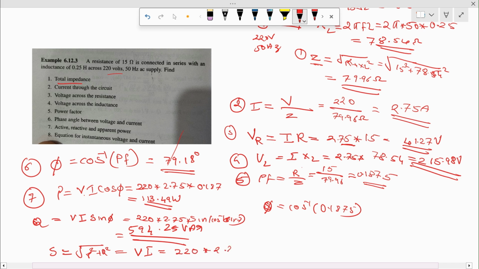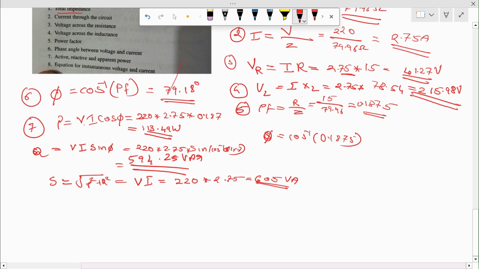220 into 2.75. What is 220 into 2.75? It's actually 605 volt ampere. 605 volt ampere. Next part of the question is the equation of instantaneous voltage and current.